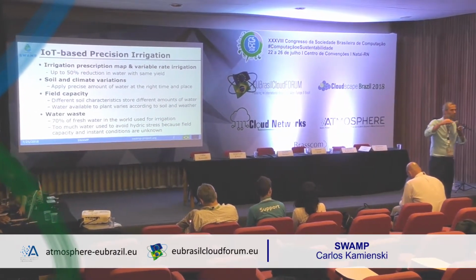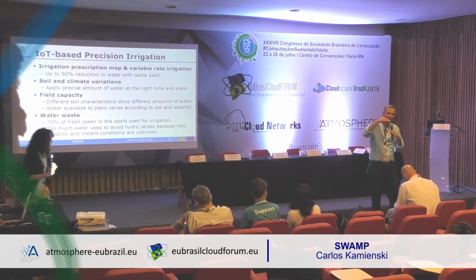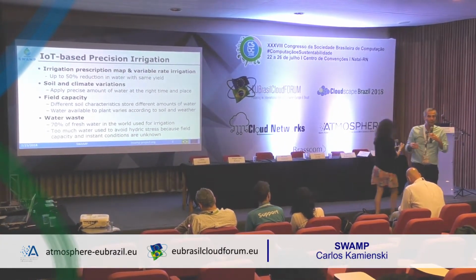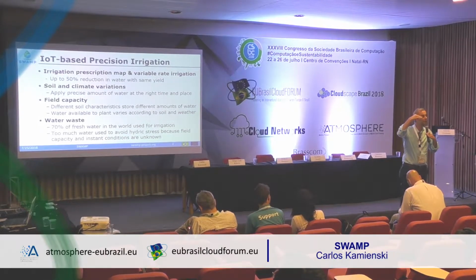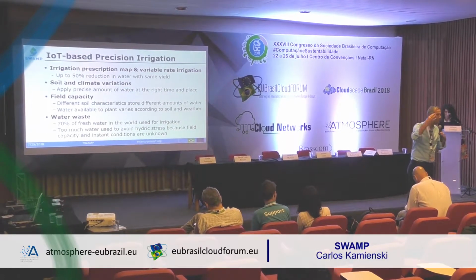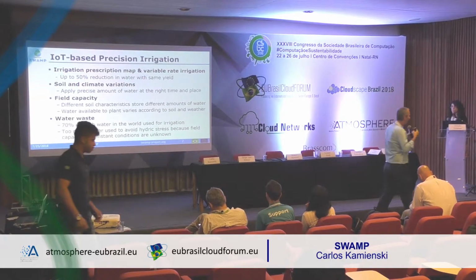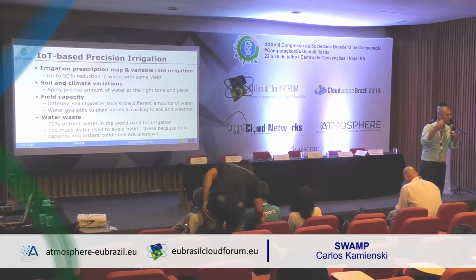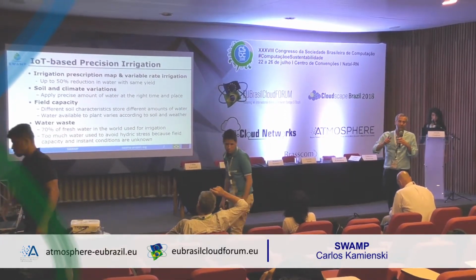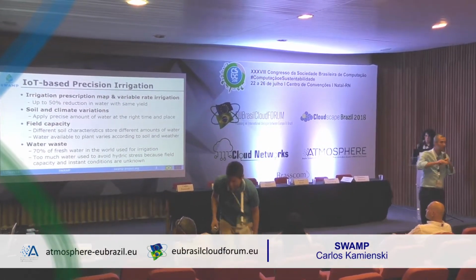And they don't know how much water can be kept in the soil, which is called field capacity. And because of that, they spray water and spray and spray. From a certain point on, the water starts to percolate, so you just lose the water that they were spraying there. People estimate that you lose like 50, 60, 70% of the water. And if you consider that 70% of fresh water in the world is used for irrigation, that is a lot, you know?